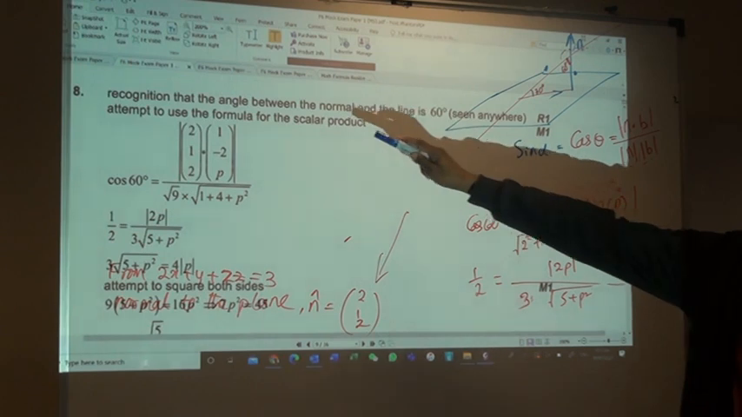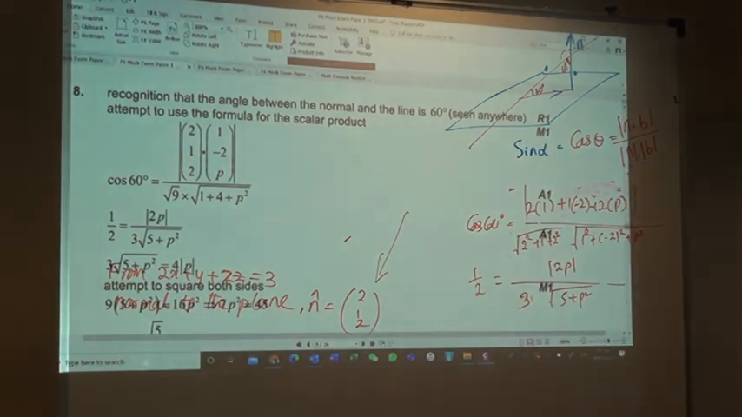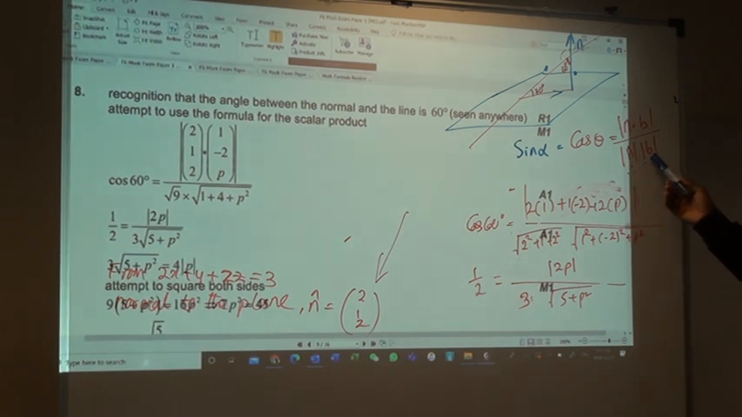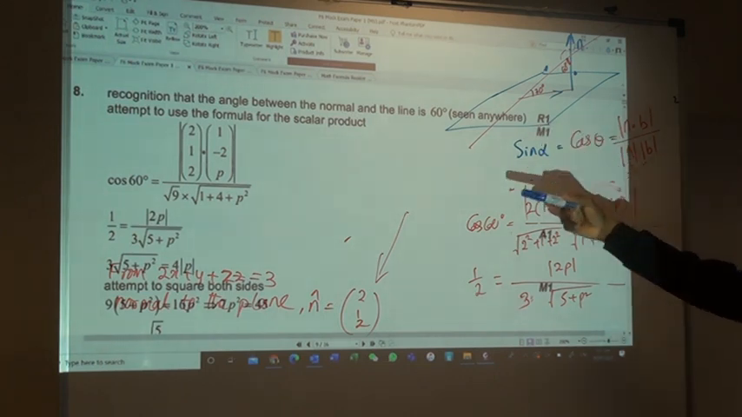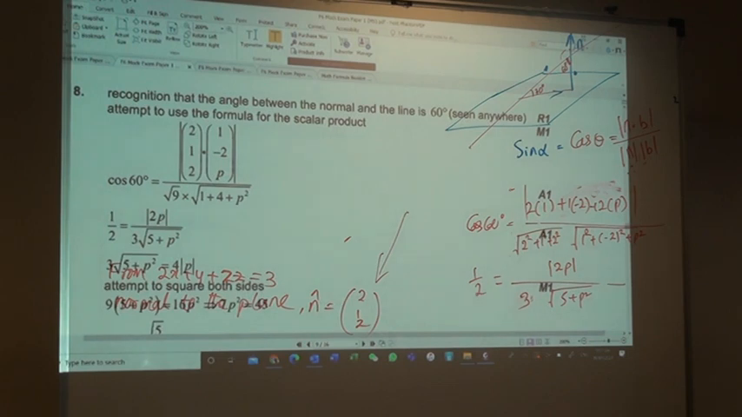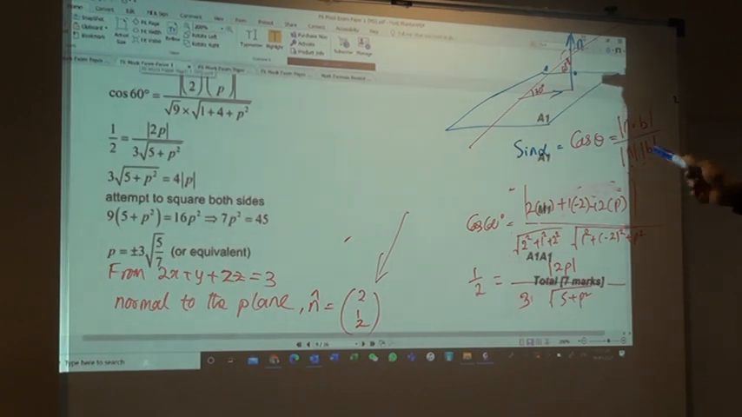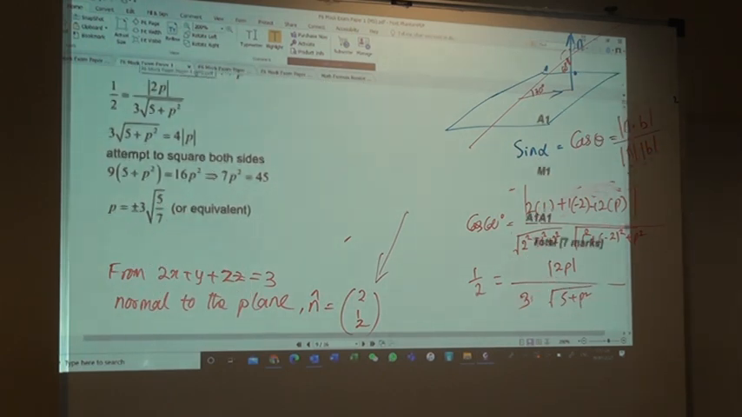Anyway, attempt to use the formula for the scalar product. Maybe by just stating something like this so we know. That's fine. Okay? You see, none of this has to do with your calculation. It's just the fact that you are presenting your idea. So you see, it's not just that you calculate and get the answer. Present your idea too. 1, 1, 1 is something. Then it follows by all this. You substitute, you get the value of P, total 7 points.